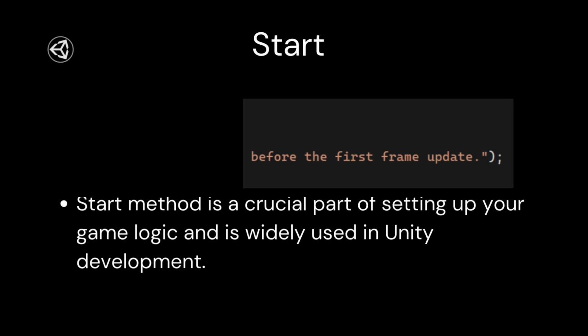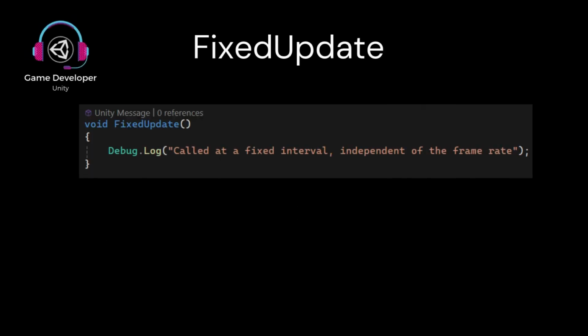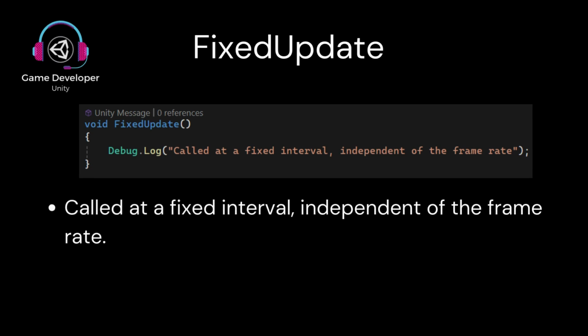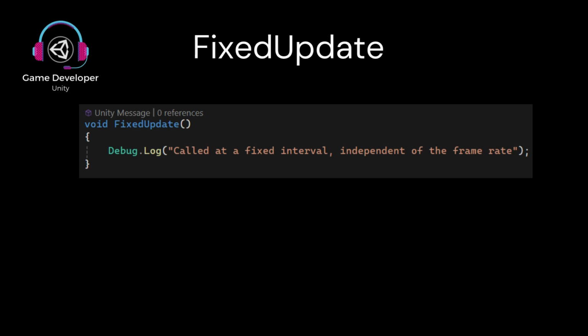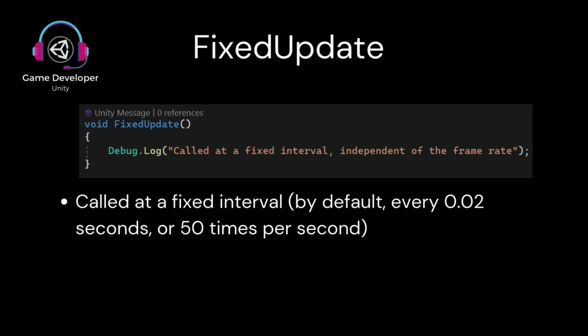Now let's talk about the update functions. First is FixedUpdate. The FixedUpdate function in Unity is a special method that is called at a fixed interval, independent of the frame rate. It's particularly important for physics calculations and is used for any game logic that requires consistent timing. FixedUpdate is called at a fixed interval, by default, every 0.02 seconds, or 50 times per second.